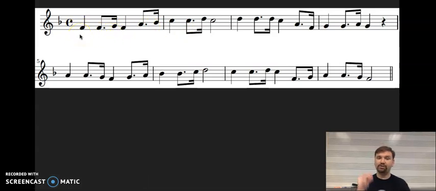This first measure is 1, 2, a 3, 4, a. So you can hear these a's, this one right before beat 3 and this one right before beat 1 of the next measure. Let's count.